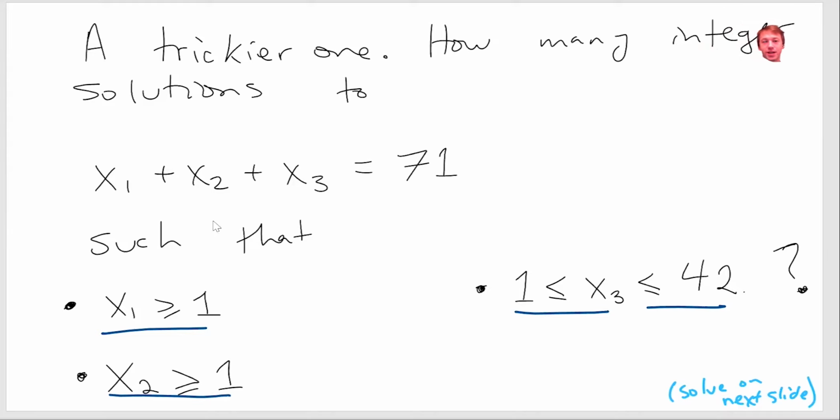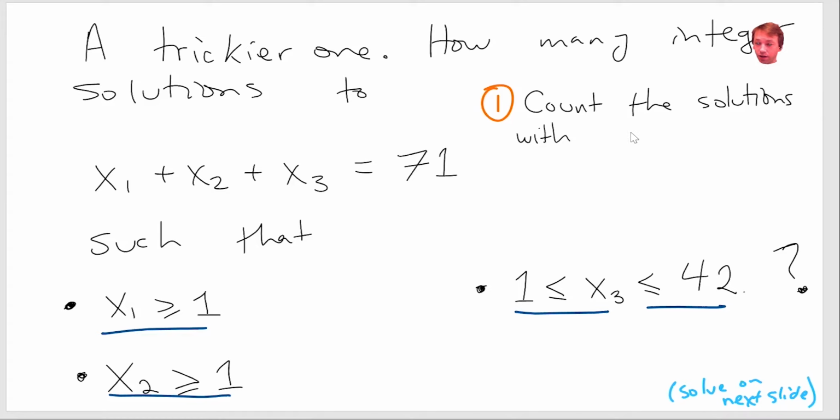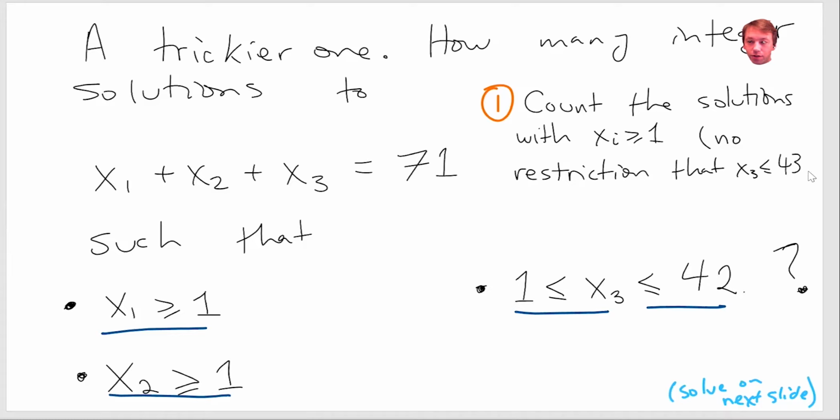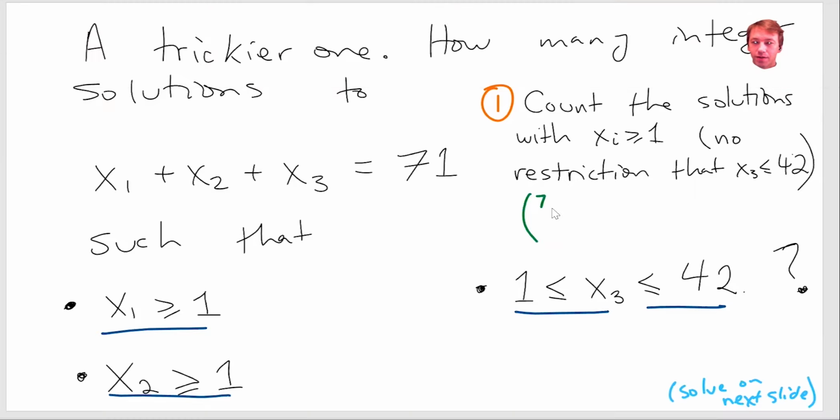So what I would suggest here is, step 1, count the solutions where you have just xi at least 1 and no restriction that x3 is at most 42. So you first ignore that restriction, right? And that'll give you an answer. Does anyone know what the answer will be for this? I'm going to go with 70, choose 2, right? Because again, it's like choosing 2 dividing lines between 71 cookies.